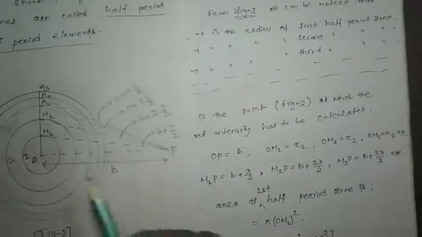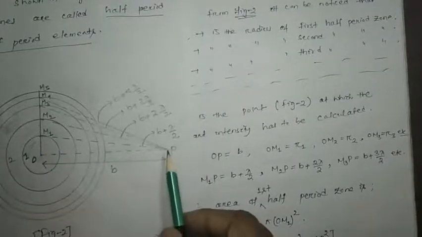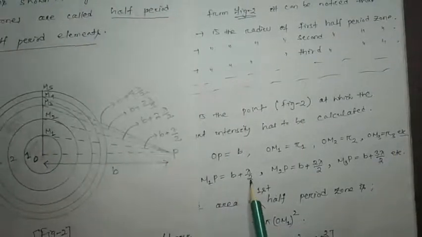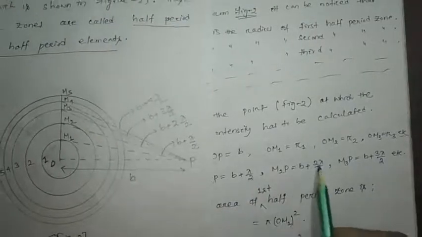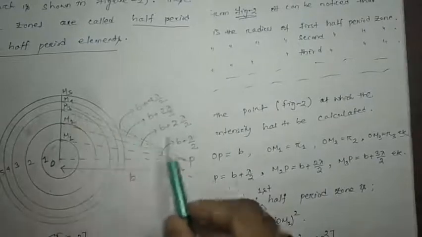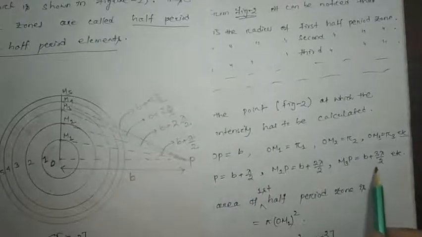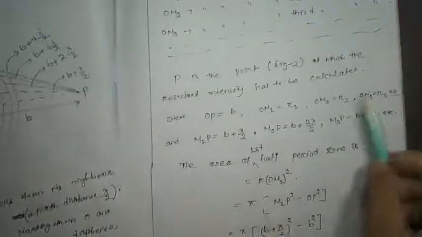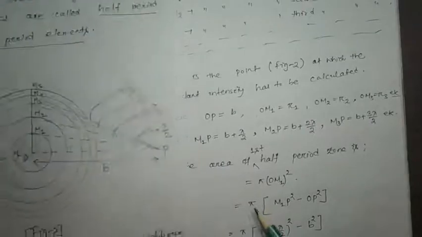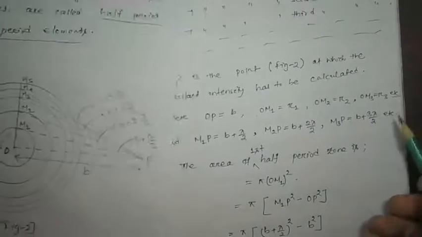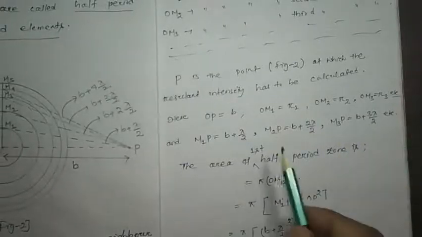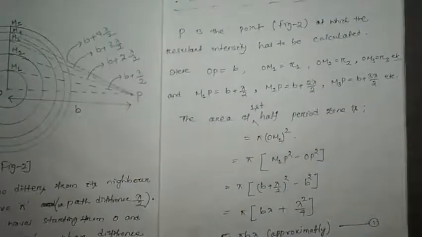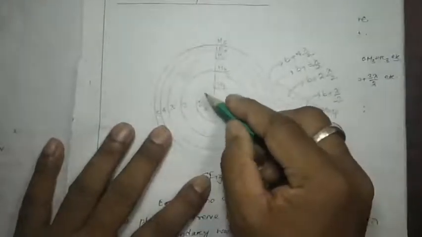And M1 to P is the distance b plus lambda by 2, M2 to P is b plus 2 lambda by 2, M3 to P is b plus 3 lambda by 2, M4 to P is b plus 4 lambda by 2, like that. Now we are going to calculate the area of the first half period zone, that means the area of this region.